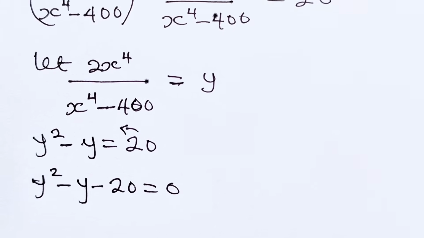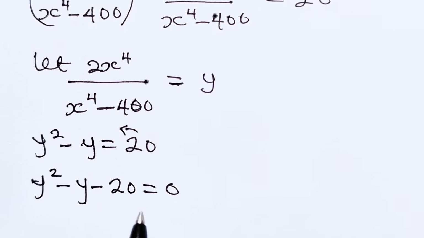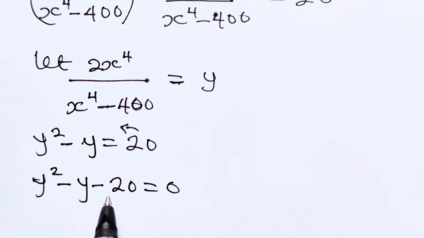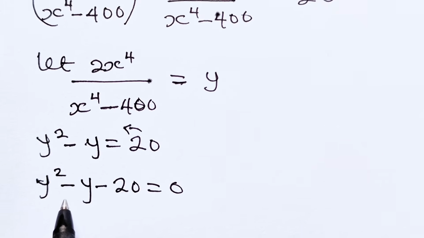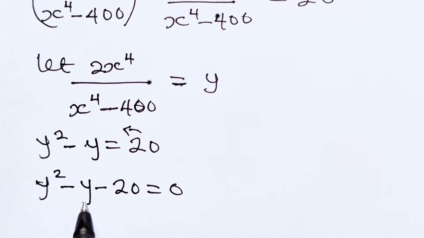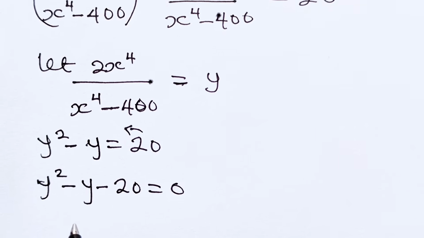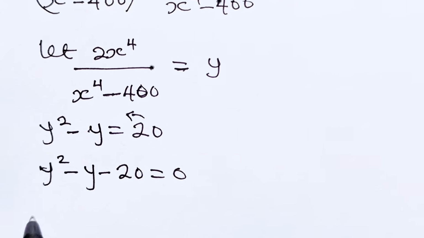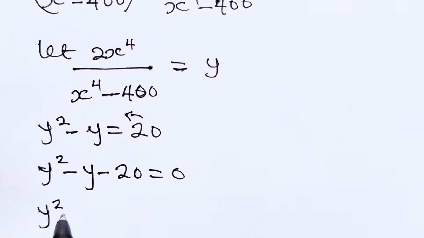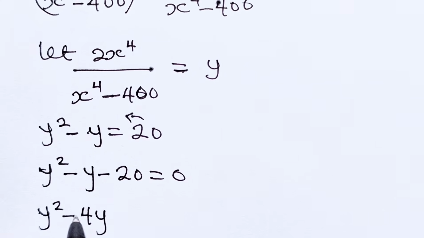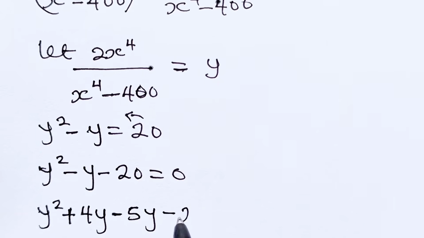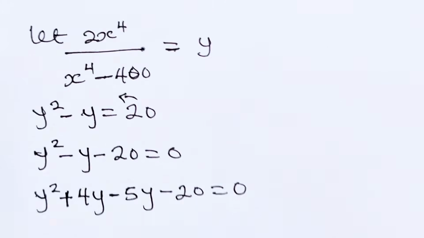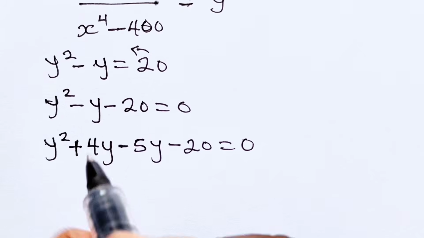Now we are going to solve this using the factorization method, because we need two factors of negative 20 that when you add them together, you'll have minus 1. And that should be 4 and minus 5. So we can write this as y squared plus 4y minus 5y minus 20 is equal to 0. Then we can factorize.